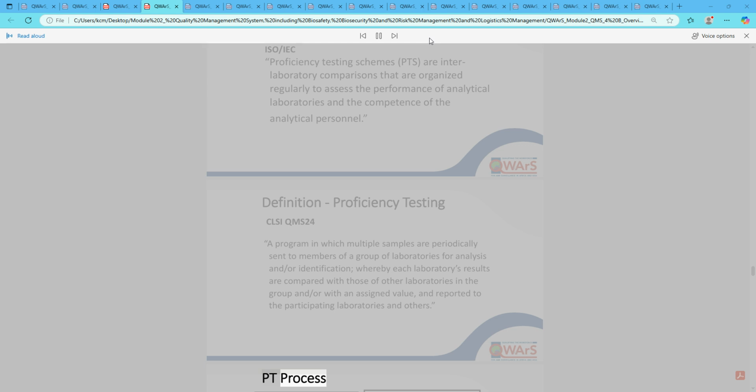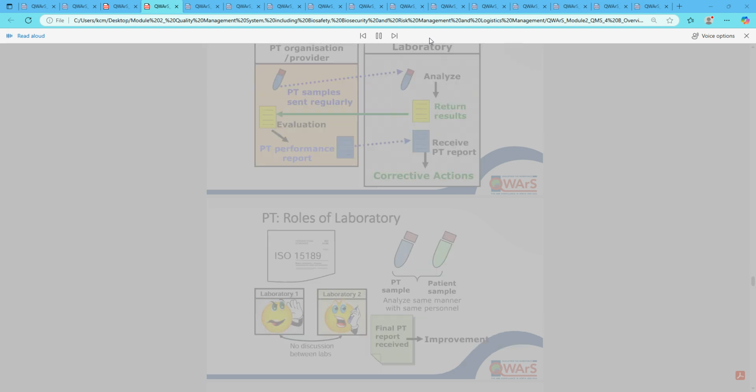PT process. PT organization / provider. Laboratory. PT samples sent regularly. Evaluation. Analyze. PT performance report. Return results. Receive PT report. Corrective actions. Laboratory 1, Laboratory 2, no discussion between labs during PT. Roles of laboratory: final PT report received.